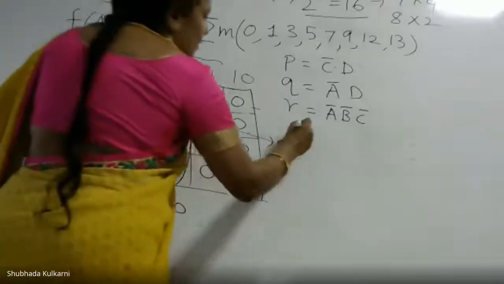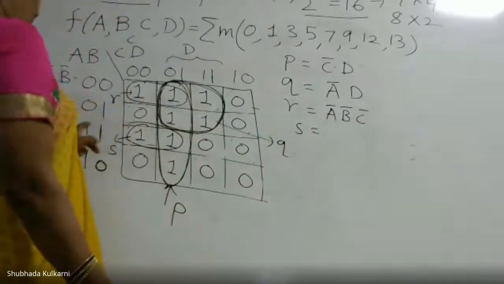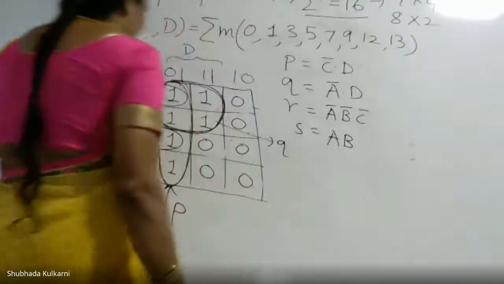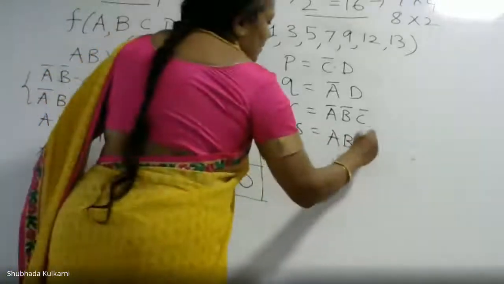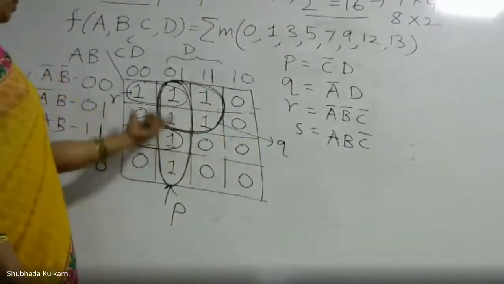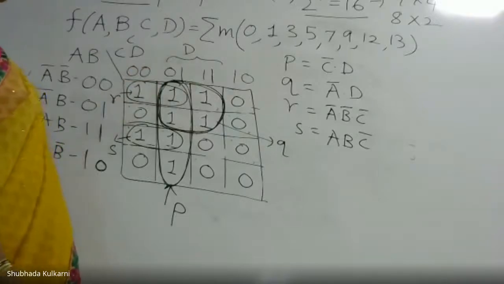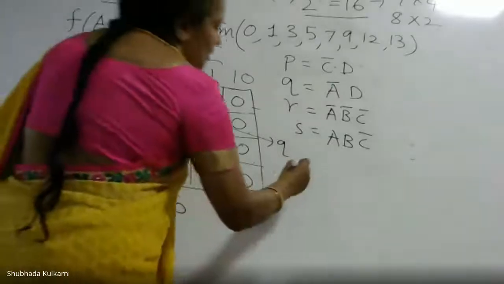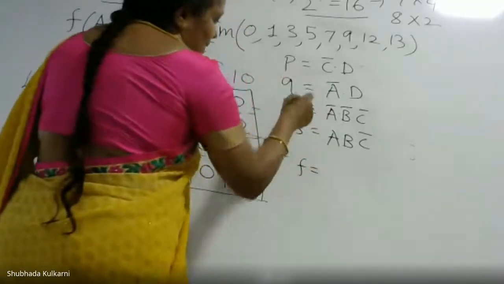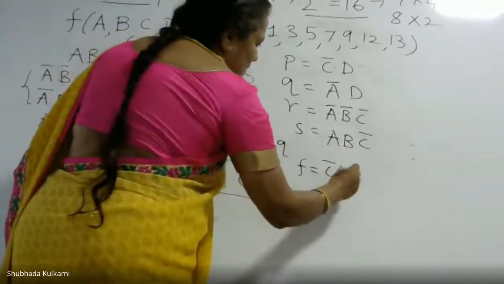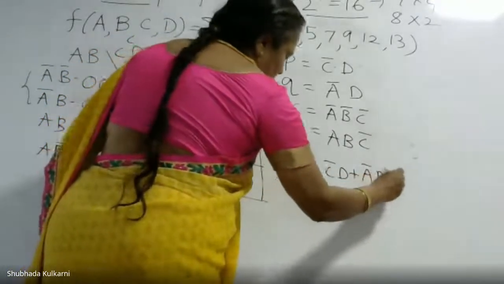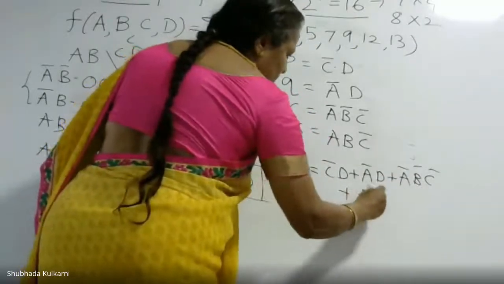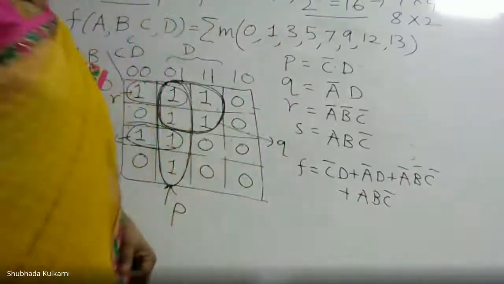or group S. S is equal to: row side AB is 1, 1, so AB; column side C bar. Why C bar? C is 0 for those two columns. D is changing, so it is removed. A pair eliminates one variable, a chord eliminates two. So the final expression for F is equal to P plus Q plus R plus S. So you write the same expression: C bar D, A bar D, A bar B bar C bar, and further AB C bar.